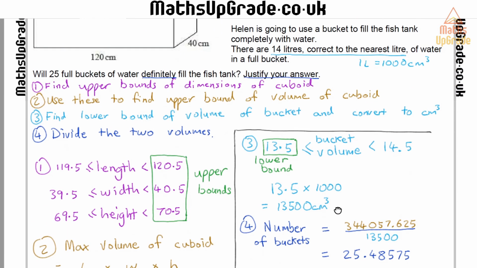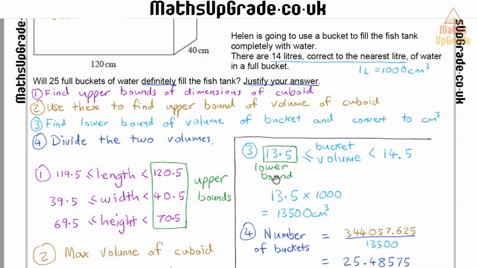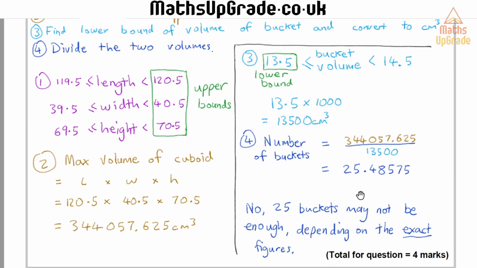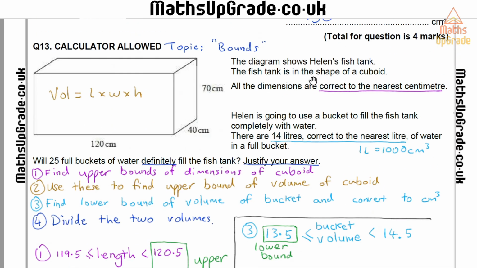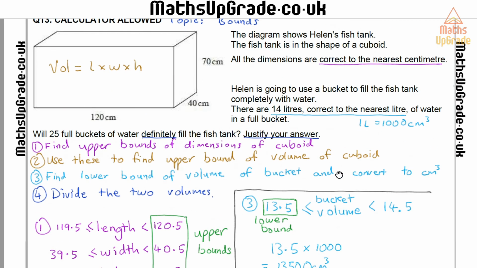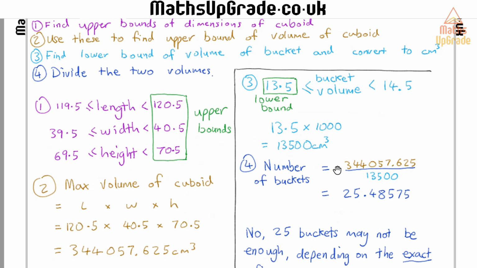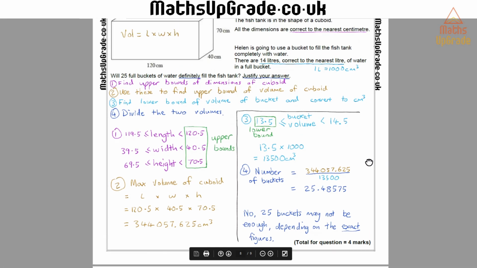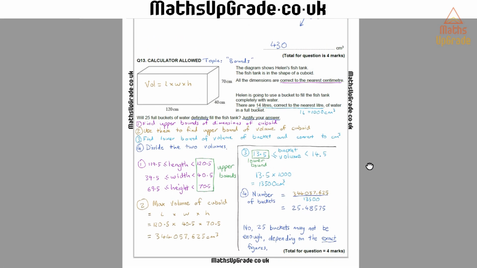So the question was, will 25 buckets definitely fill that fish tank? Justify your answer. And the answer is no. You cannot say they'll definitely fill the fish tank since all these values have been rounded here. If we assume the worst case scenario, she'll actually need almost half a bucket more to fill that. And that's what I've written there. The whole question there is worth 4 marks. Again, if you're not sure on bounds, be sure to look at my clip on my channel on that topic.